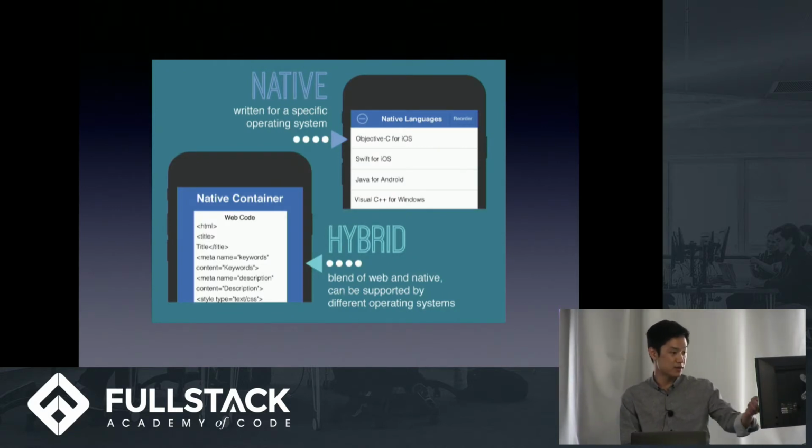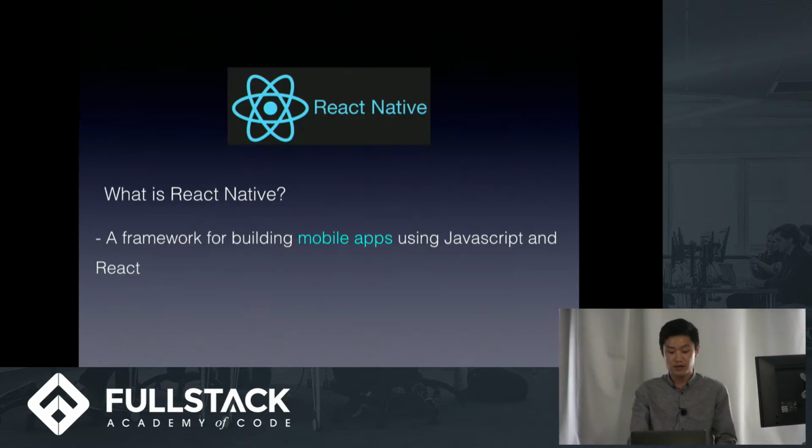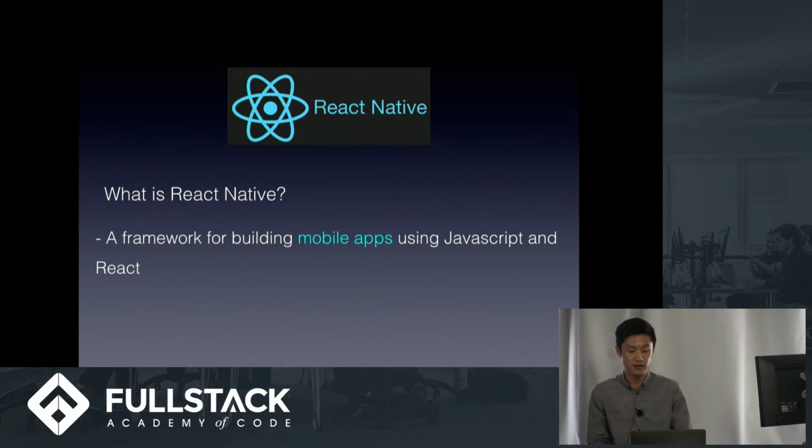So there's a diagram here. On the bottom, there's a hybrid app. You have the code inside, and the container is communicating with the device's native API. And then there is a React Native app. So what is React Native? It's a framework for building mobile apps using JavaScript and React.